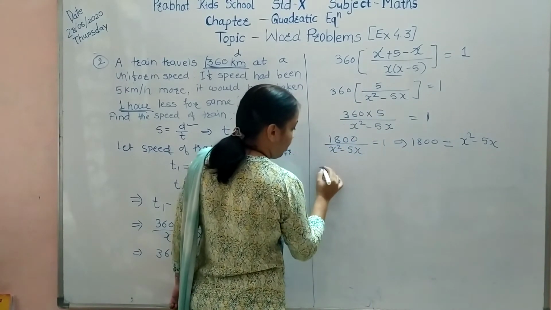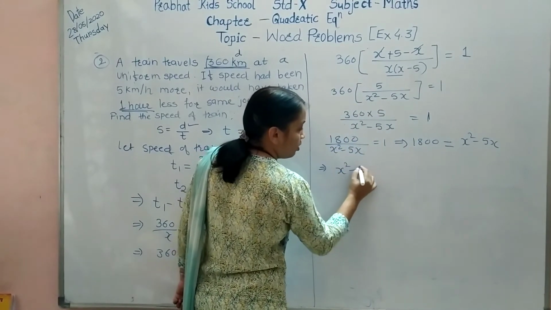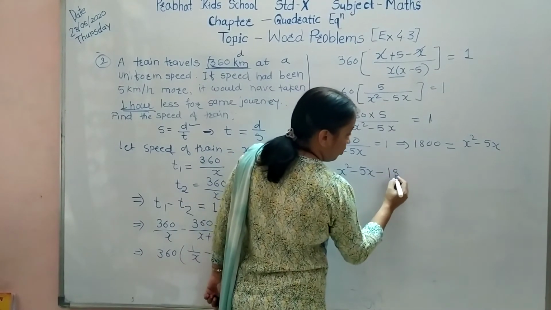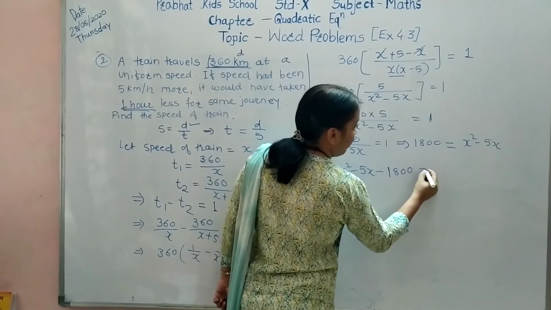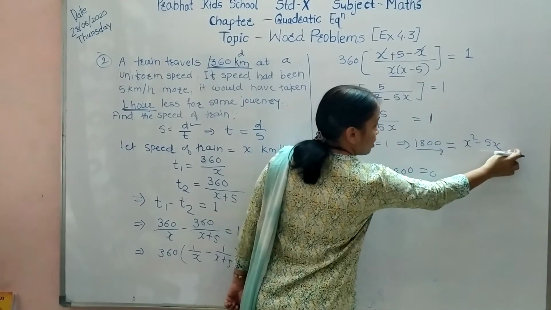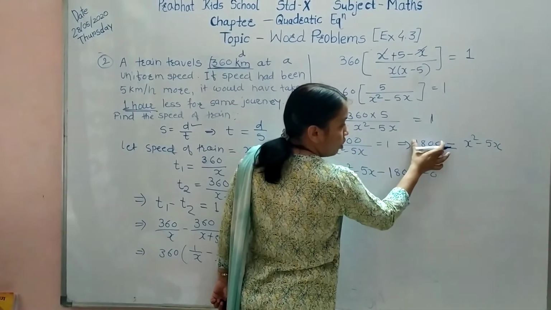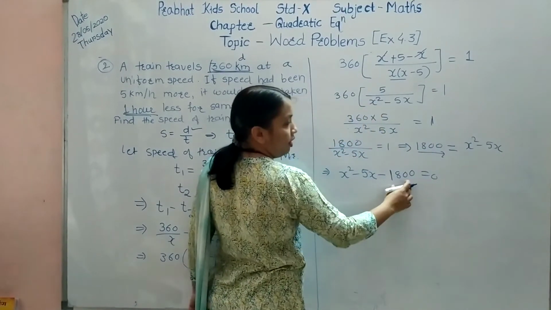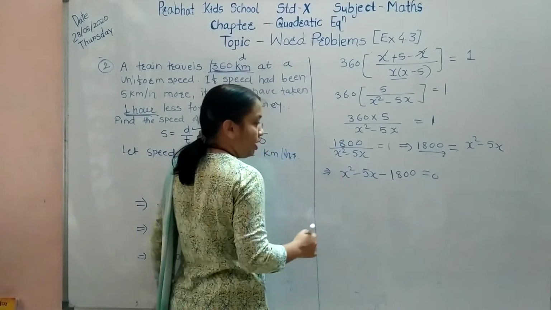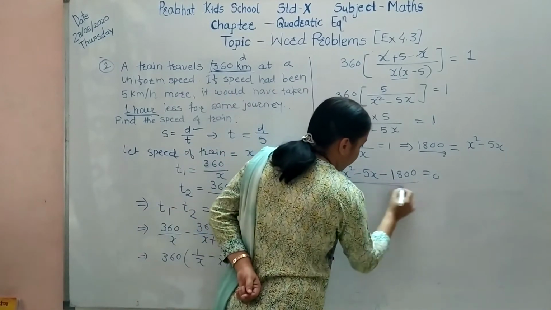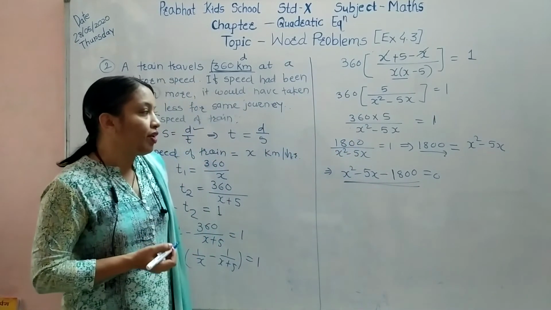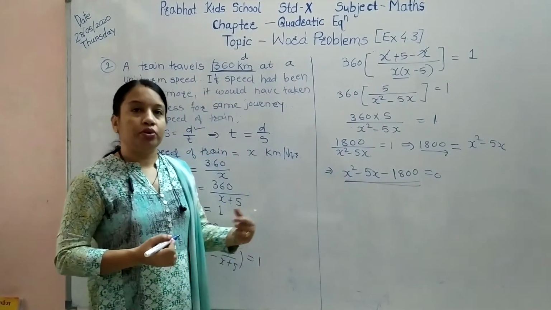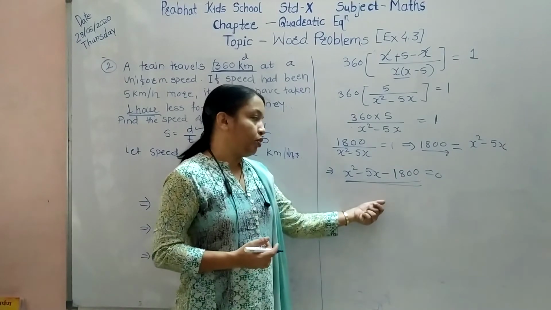Rearranging the equation properly, what will we get? x square plus 5x minus 1800 equal to 0, because the 1800 transfers to this side and becomes minus 1800, and the rest remains. I am writing it all on the LHS. Now this is a quadratic equation. You can find the value of x by any method. Whatever method you feel is easy to solve, you can use.